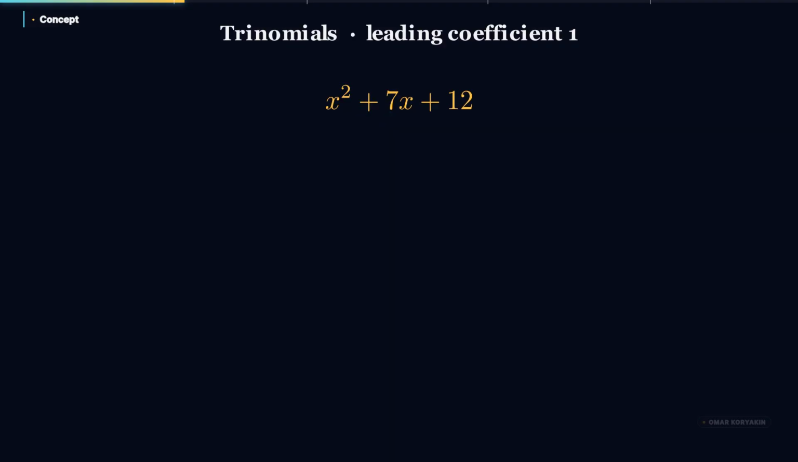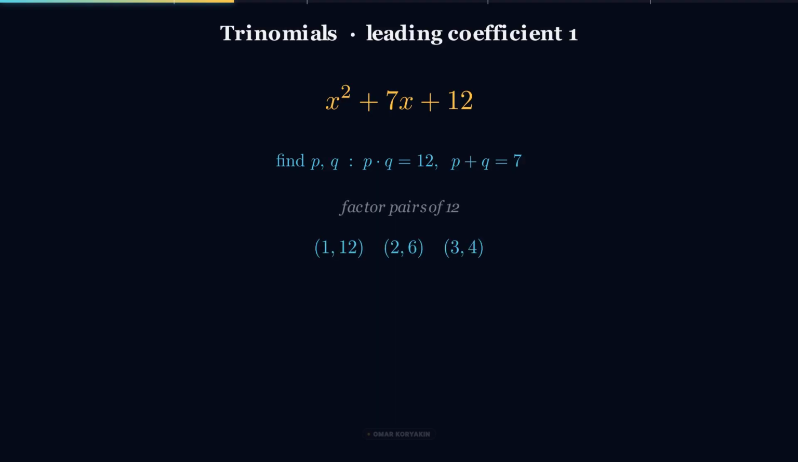Take x squared plus 7x plus 12. Both b and c are positive, so both numbers we are searching for must be positive. The search space is the positive integer factor pairs of 12. We need two numbers that multiply to 12 and add to 7. Two equations, two unknowns, but the integer factor structure makes the search fast. List the positive factor pairs of 12: 1 and 12, 2 and 6, 3 and 4. 3 pairs to check, that is the entire candidate set.